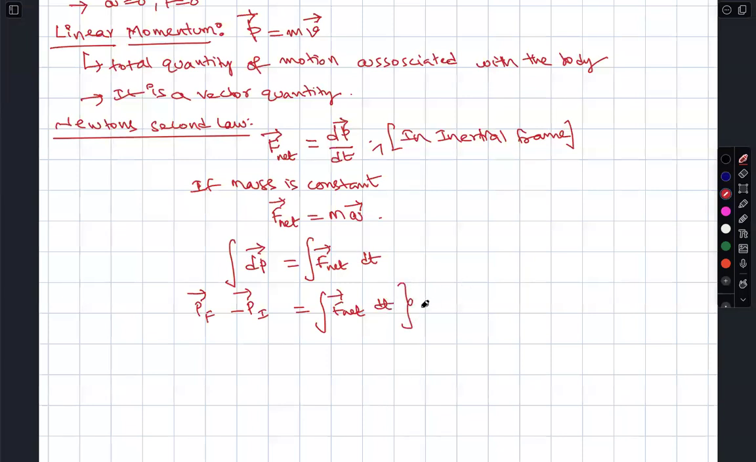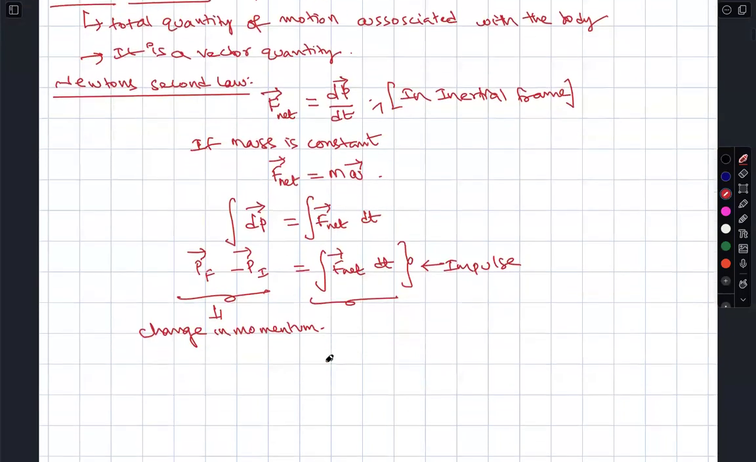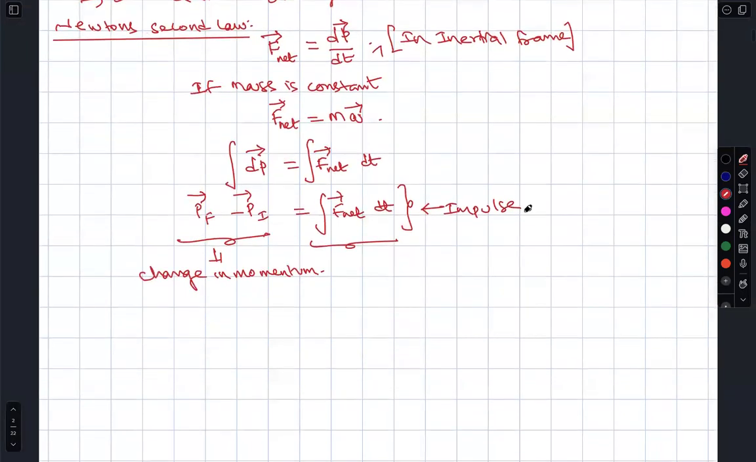You know, this entire term is called impulse, and this is called change in momentum. So therefore, impulse is numerically equal to change in momentum. This is also a part of Newton's second law.